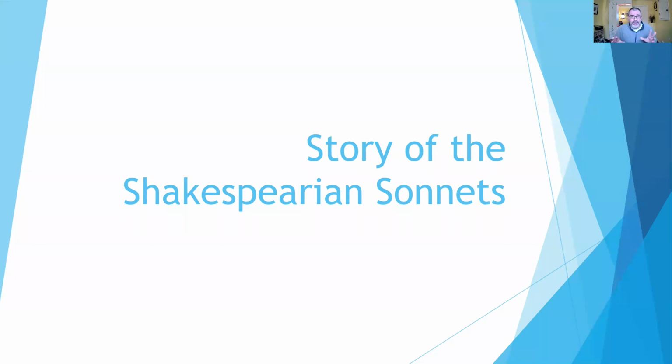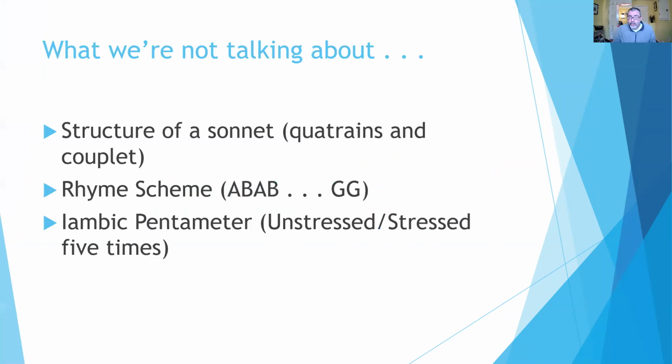So like I said, we're going to talk about the story of the Shakespearean sonnets. There are 154 sonnets, first of all. But before we talk about what I'm going to talk about, let's discuss what I'm not going to talk about. We're not going to talk about the structure of the sonnets, rhyme schemes, or iambic pentameter. We're not going to talk about any of those things.